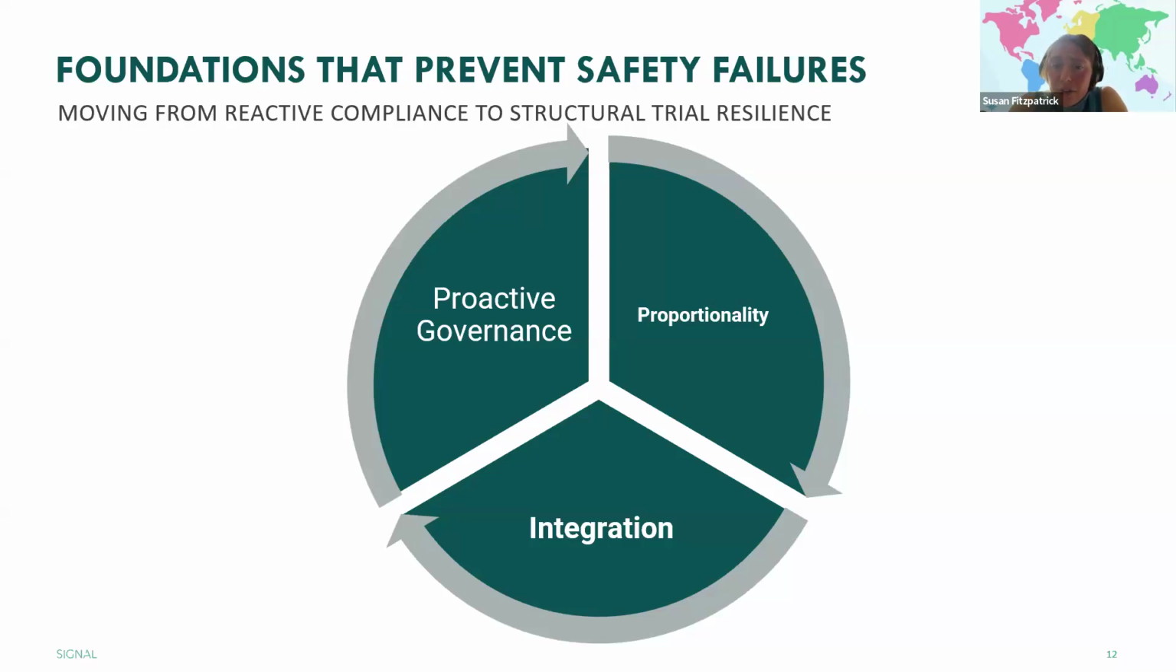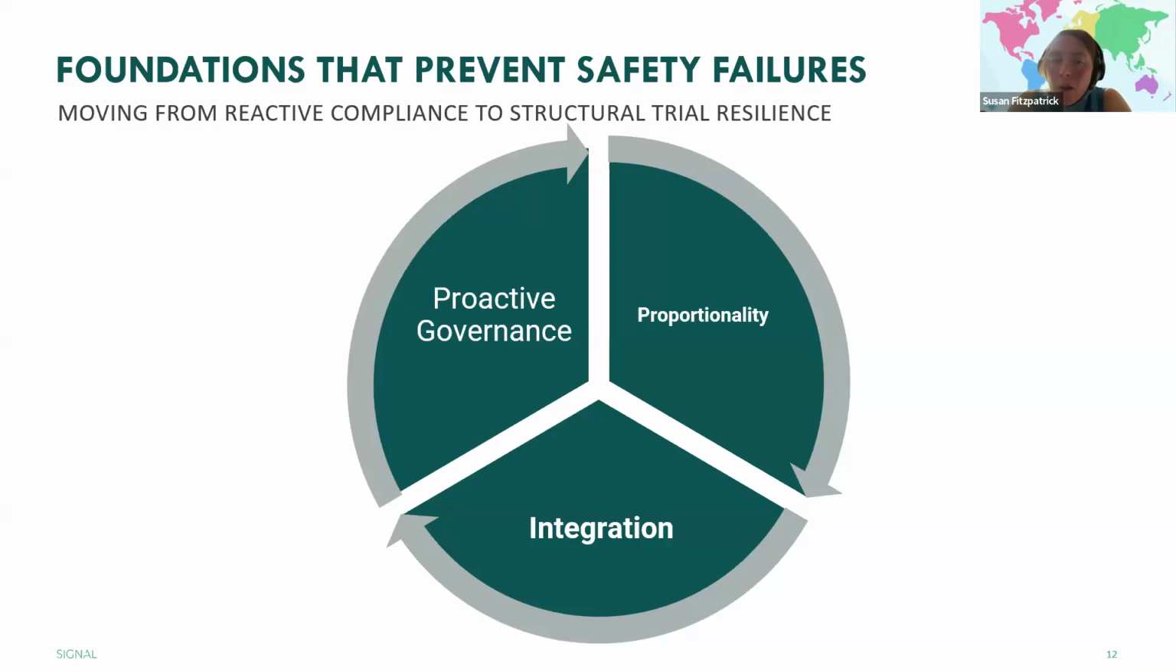The second is integration. Safety information has to move seamlessly from our investigator to our drug safety teams to our health authorities. And the only way to do that is with clearly defined, documented processes, well-defined communication and escalation pathways, and clear roles and responsibilities. The third, which I believe is the most important for early stage sponsors, is proportionality.